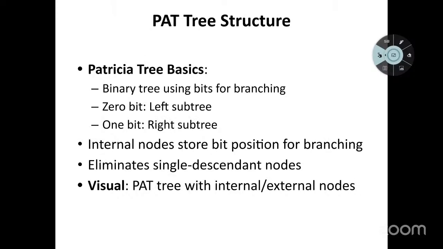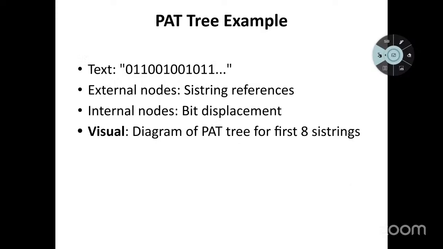Okay. So the PAT tree structure is again, 0 is the left side, 1 bit is the right side, and the internal nodes store the bit position for branching. It eliminates single descendant nodes, just in the graph. So for the same example, 0 double 1 double 0 1 double 0 1 0 double 1. So the SI strings will have bit displacement. The diagram we have seen and taken in our notes. The diagram is not placed here, but the same diagram should appear after this particular slide.